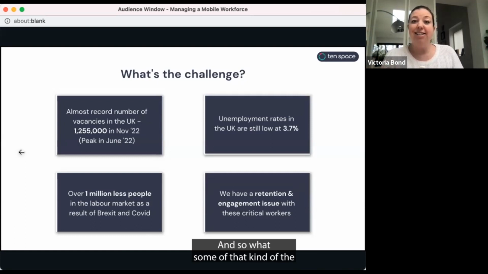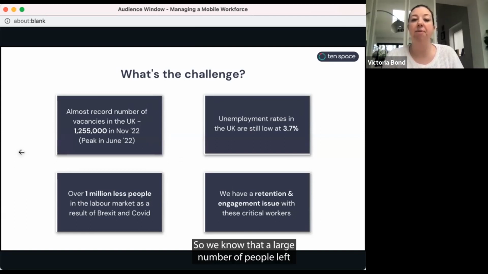Layering that on, what are some of the labour force challenges that we've got? We're not that far off from having a record number of vacancies in the UK. Vacancies peaked in the UK in June 2022. The latest data was for November, when we had 1.25 million vacancies in the UK. Unemployment rates are still quite low at 3.7%, and we've got over 1 million fewer people in the labour market as a result of Brexit and COVID.